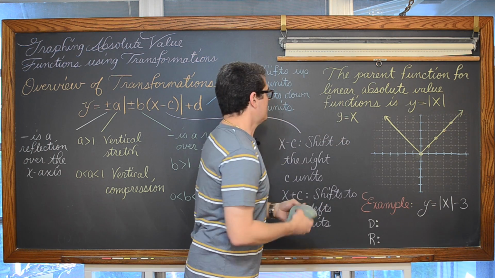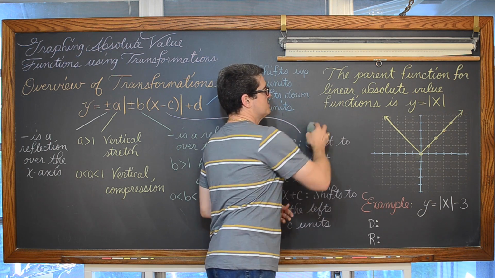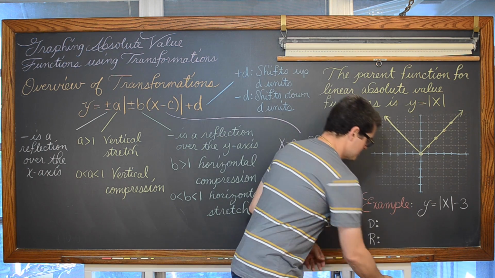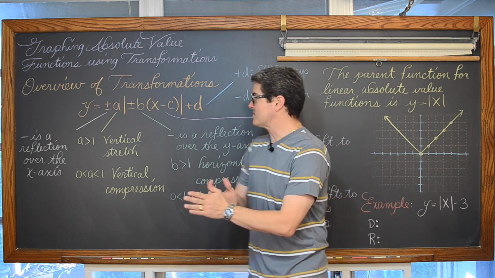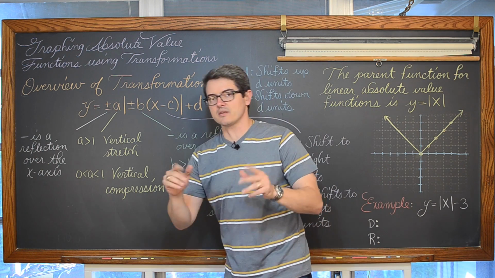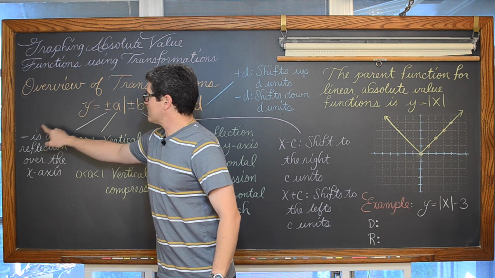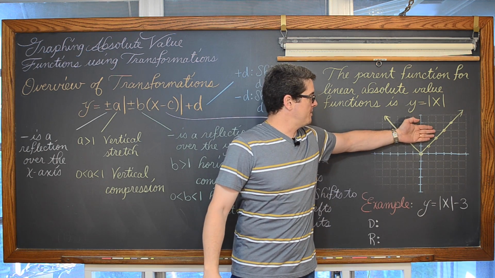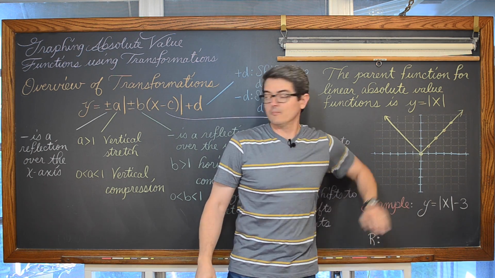Now that's not to say that when you graph absolute value functions you'll never have a negative y. This is the parent function. There have been no vertical transformations or shifts. Okay, so now that we have a parent function to look at, let's try this again. If our leading coefficient is negative, that's going to reflect the graph over the x-axis. So instead of opening up, it's going to open down.